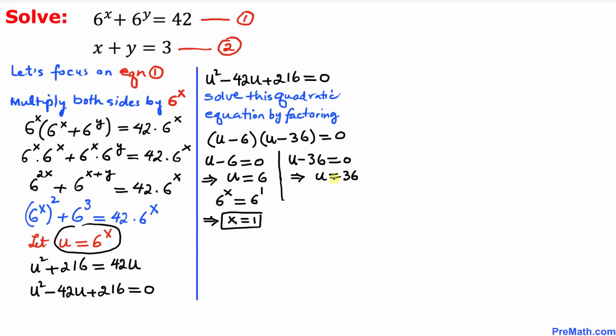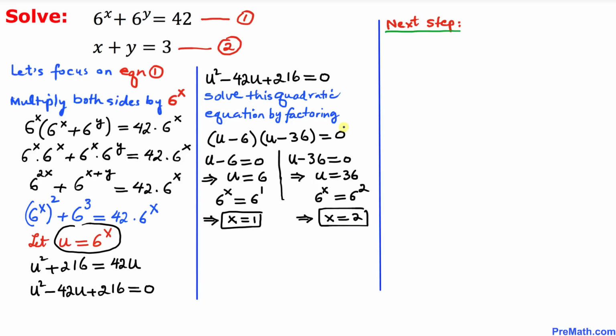Now let's focus on the other side. Once again, u is 6 power x, so I can write 6 power x equal to, on the right hand side, this 36 which can be written as 6 power 2. Once again we have the same base 6, therefore we can equate our exponents. So that means x equals 2. Thus we got two x values, x equal to 1 and x equal to 2, and now we are going to find their corresponding y values.